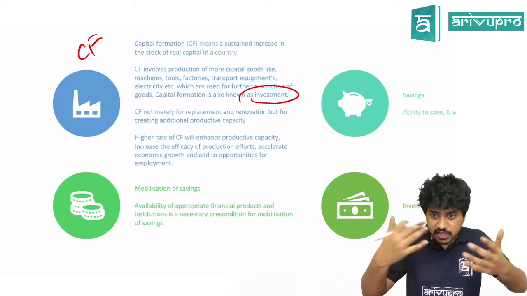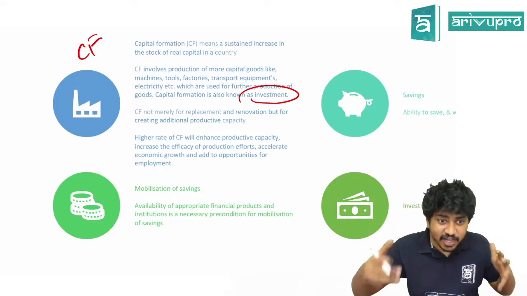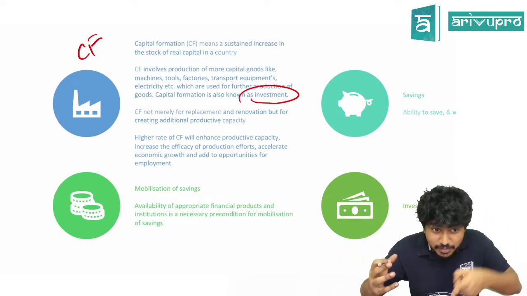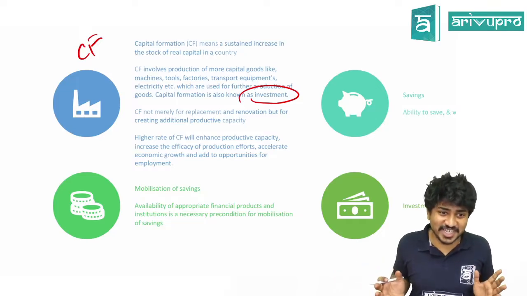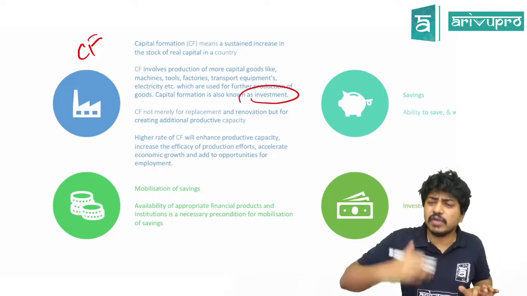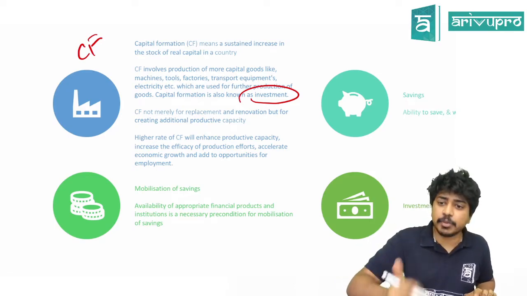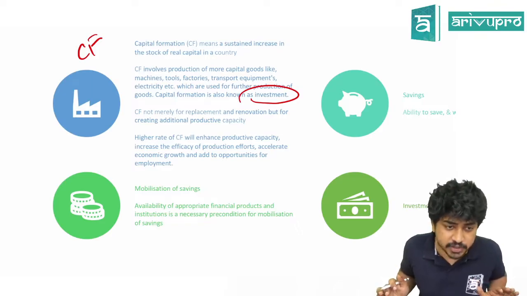Now what is happening? CF is only happening. I am investing and you guys are getting trained. Your mind, your human capital is getting built. Yes or no? So you are going to be the future capitalist. Right? That is how it is. That is what: investing in more capital to make more capital. That is called capital formation.